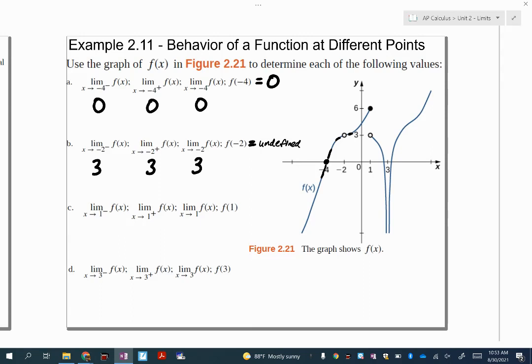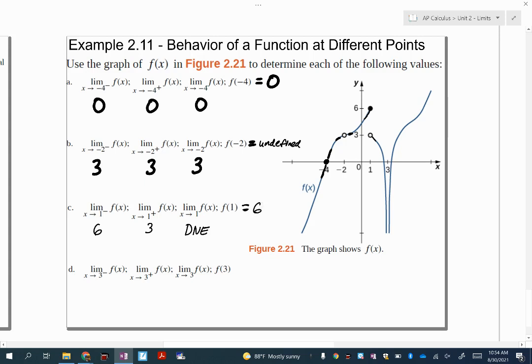Okay, let's try 1. As we move from the left, we approach 6. As we move to 1 from the right, we approach 3. Those don't match. So the limit as x approaches 1 of our function does not exist, DNE. But if you were to plug in 1 to the function, your filled in circle is at 6. So make sure you know how we found that.